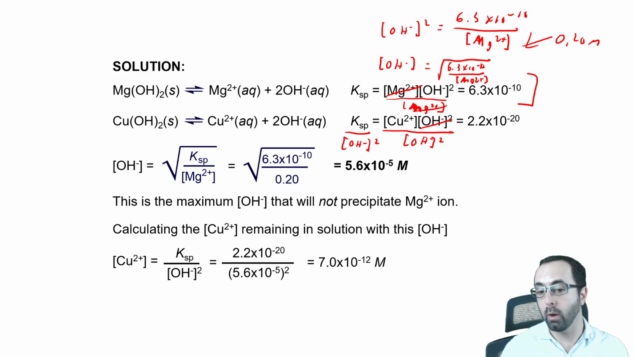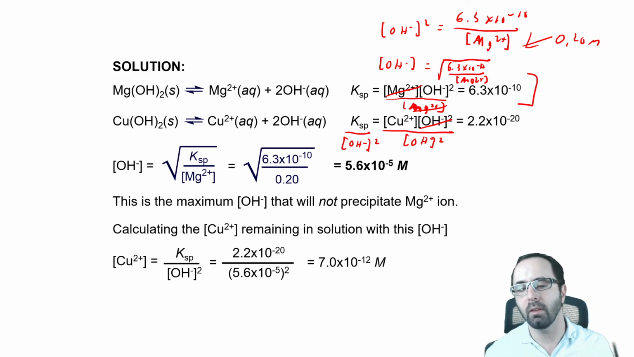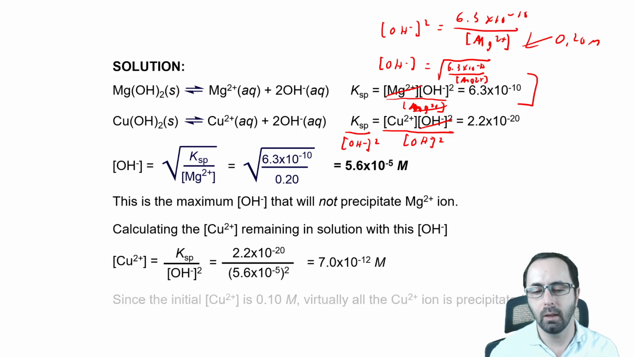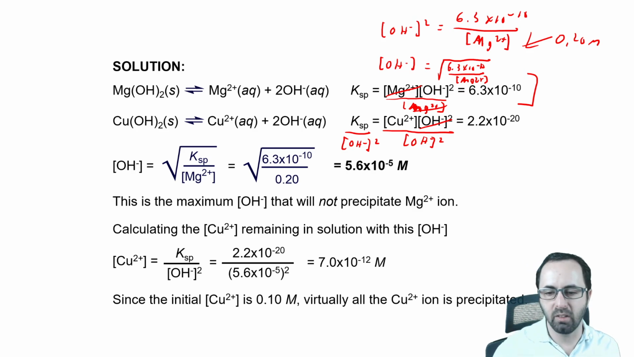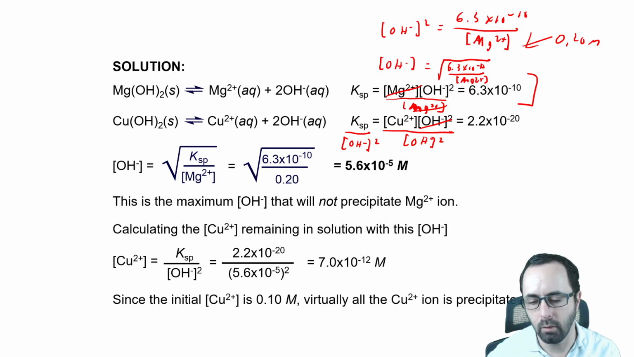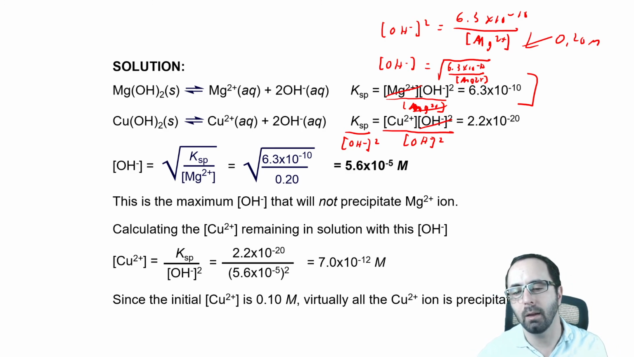And there will still be 0.2 molar of the magnesium ions. So we have effectively separated the magnesium ions and the copper ions by precipitating out the copper 2 hydroxide, adding just enough hydroxide that the copper 2 hydroxide would precipitate out, but the magnesium ions would not.